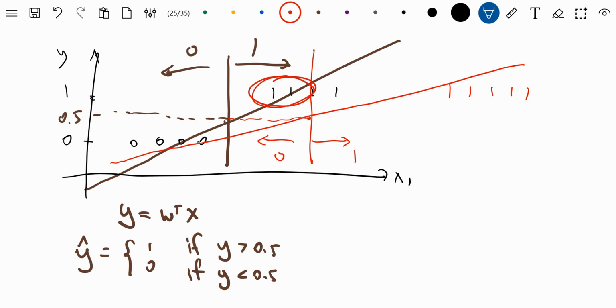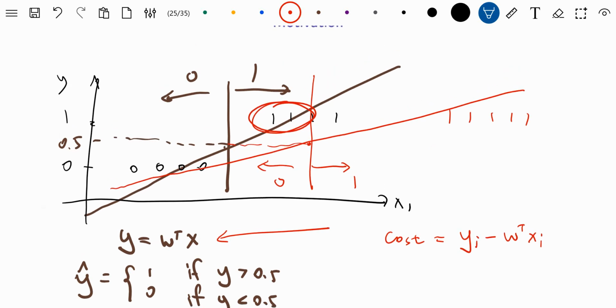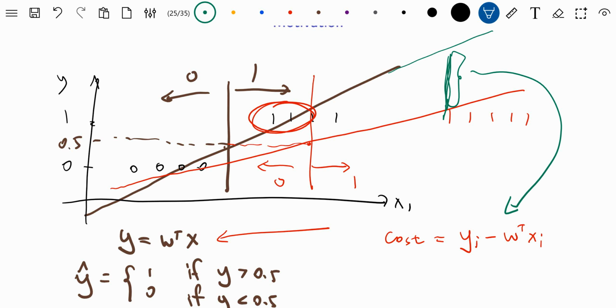So what's the problem here? The main problem is when you do least squares linear regression, the least square comes from the cost function, which is the sum of the yi minus w transpose xi squared. So in this diagram, what is the cost for these new points? Let's extend this line and say this is the cost.